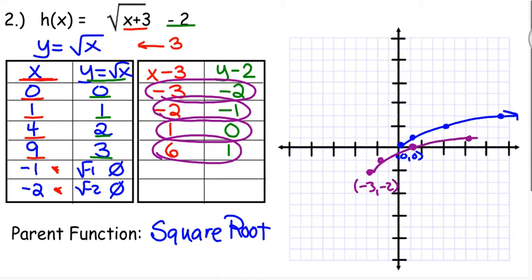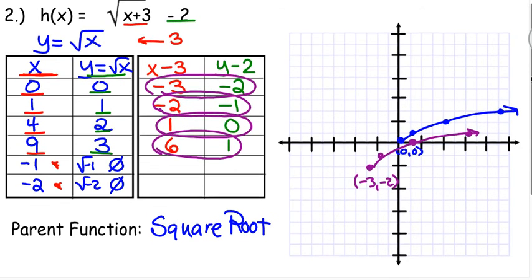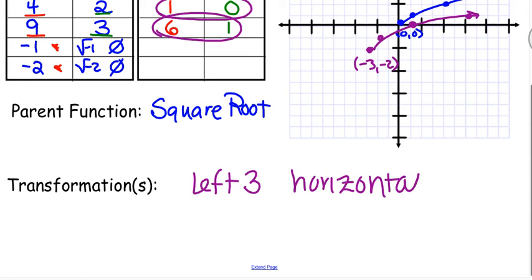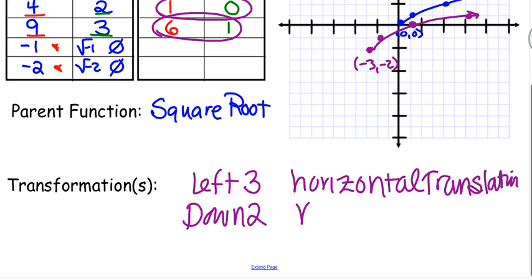We have not changed the shape of this graph. We have just moved the graph 3 units to the left and then down 2. So as our transformations, our left 3 on the horizontal axis is a horizontal translation, and then down 2 is a vertical translation.